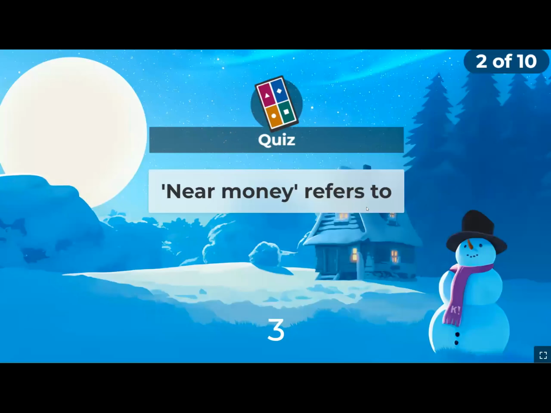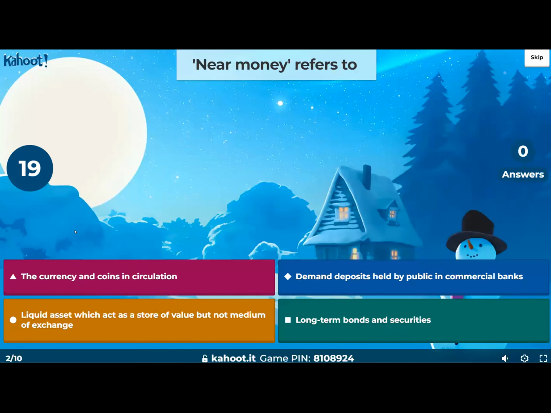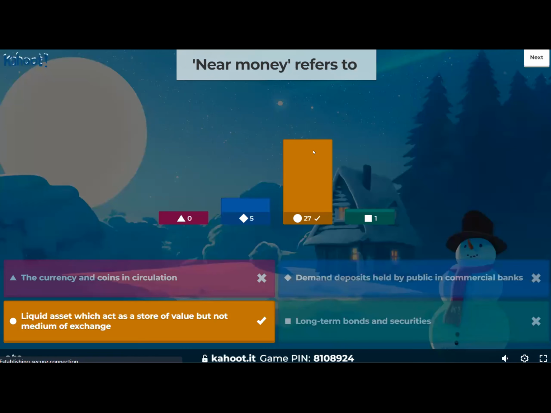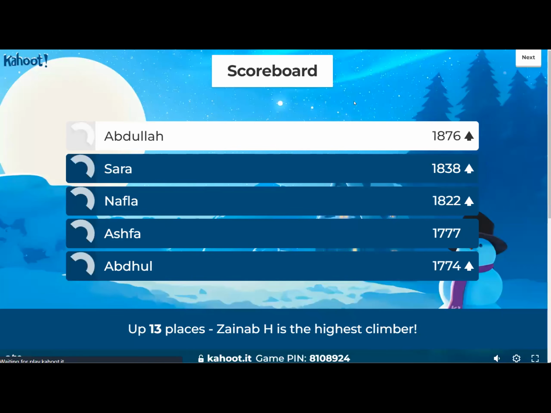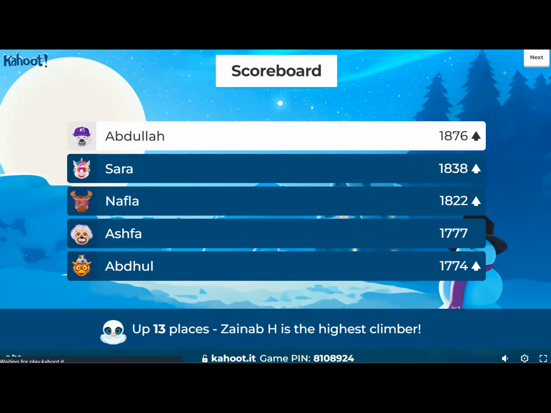Near money refers to what? Currency and coins in circulation, demand deposits held in commercial banks, liquid assets which act as a store of value but not medium of exchange, long-term bonds and securities. Near money, what is the most correct one? Nice. So those are the liquid assets. Remember, like your savings deposits, fixed deposits, those kind of things. Oh wow, we have a boy on top. Very rare sight in one of my classes. Let's go to the next.